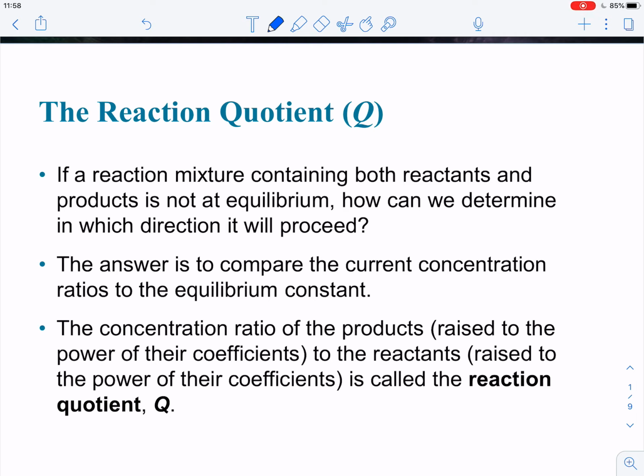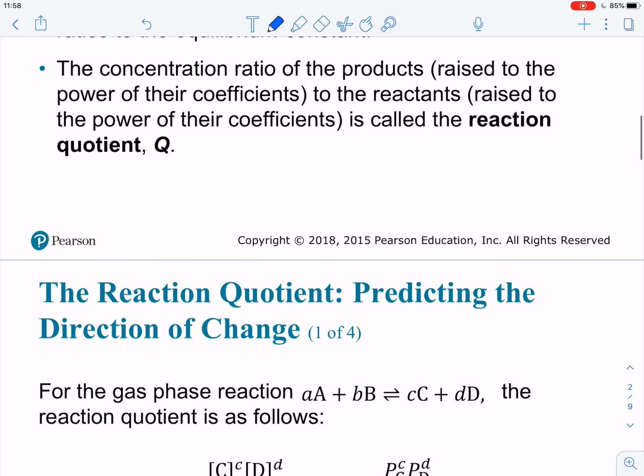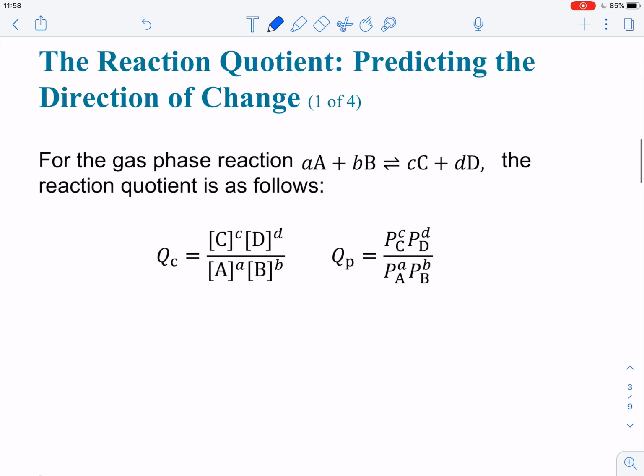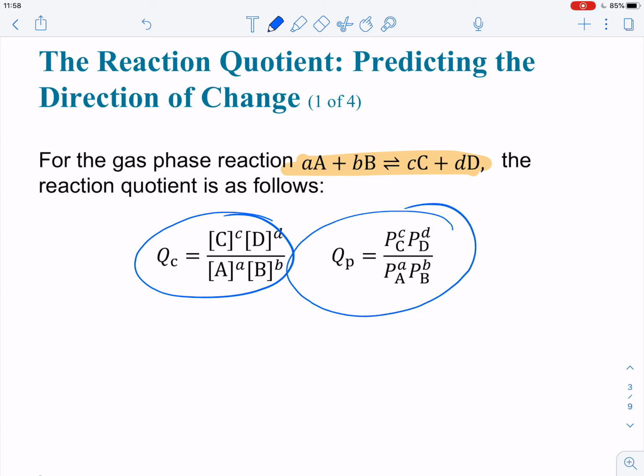Okay, so here we just want to compare the value of Q, the reaction quotient, to the value of the equilibrium constant. The calculation of this reaction quotient is very simple. If we have our generic equation A plus B goes to C plus D, then the reaction quotient, if you are using concentration, looks like this. And if you're using pressures, it looks like this.